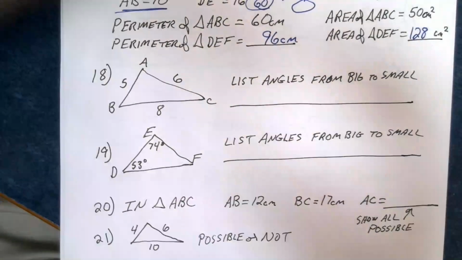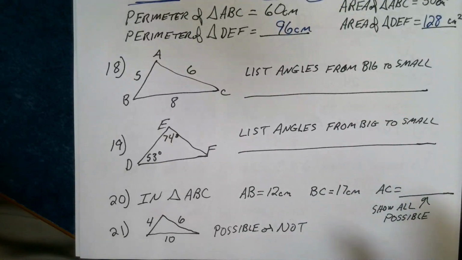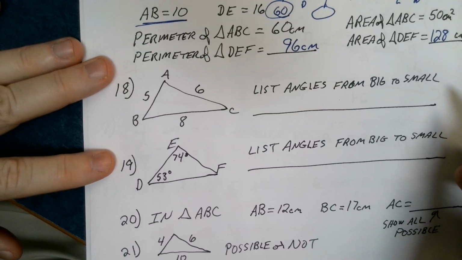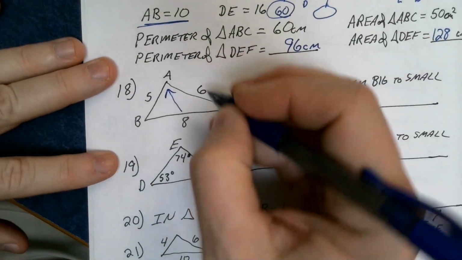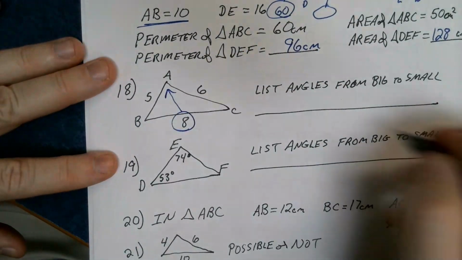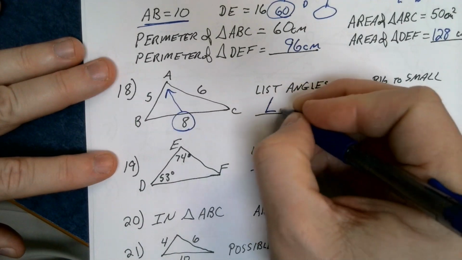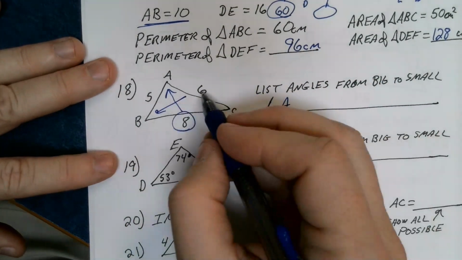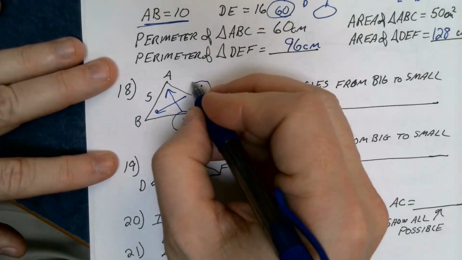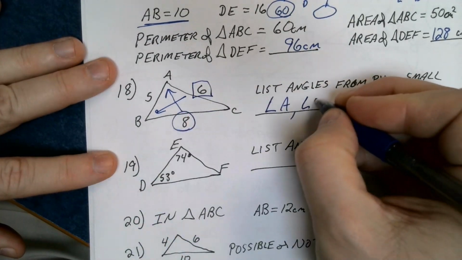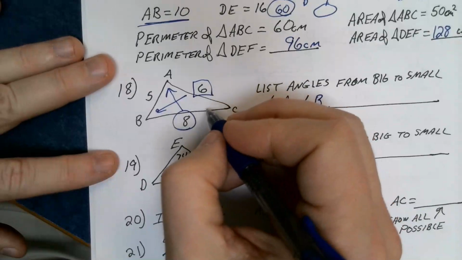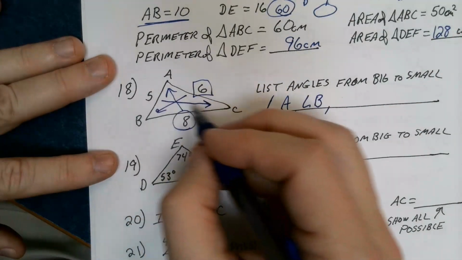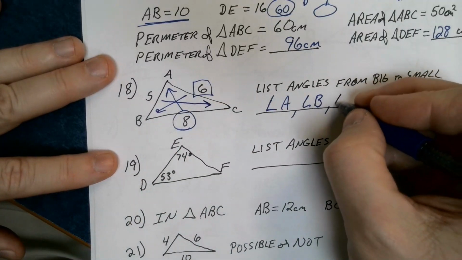The stuff right here at the bottom goes back to the first couple things that we did in the class. List the angles from biggest to smallest. Well, the biggest angle has to be across from the biggest side, so I'm going to go angle A. The next biggest angle has to be across from the next biggest side, which would be 6, so then it's angle B. And the next biggest angle has to be across from the next biggest side, or the smallest side across from the smallest angle. And that's angle C.